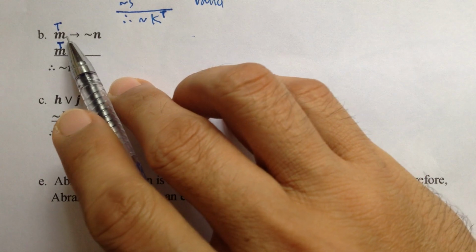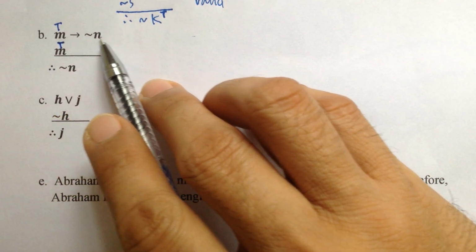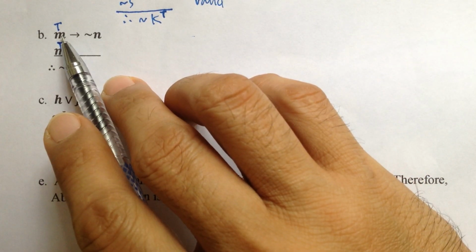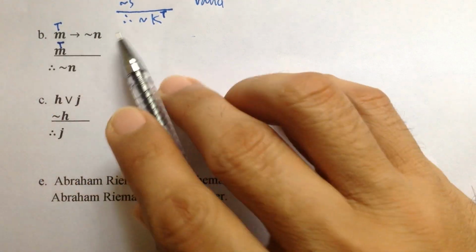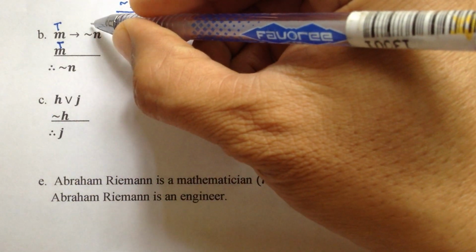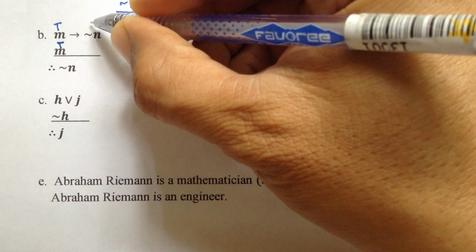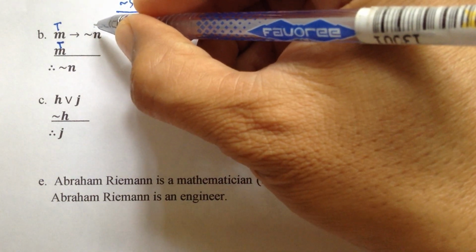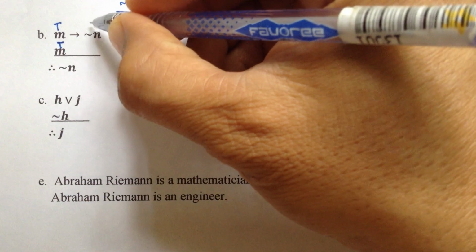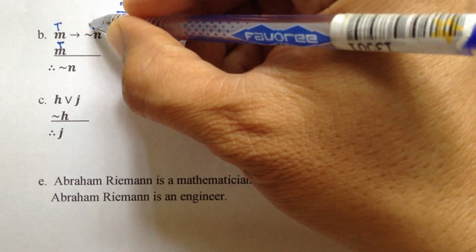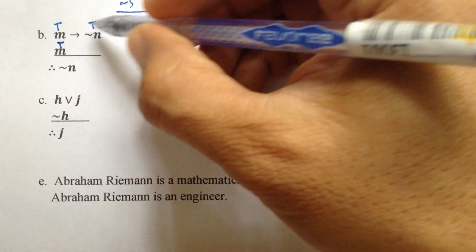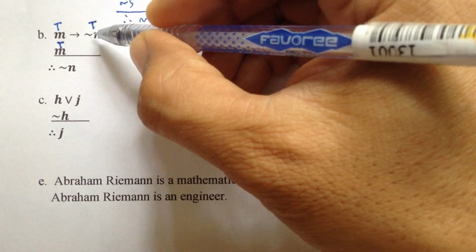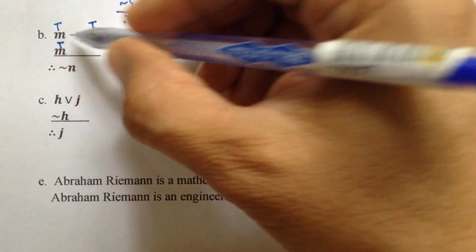Again, you have M implies negation of N, where M is true. In order for this to be true, being a premise, take note your negation of N cannot be false, because if this is false, then true implies false is false, right? So this should be true. There's no other way but to conclude that this must be true.